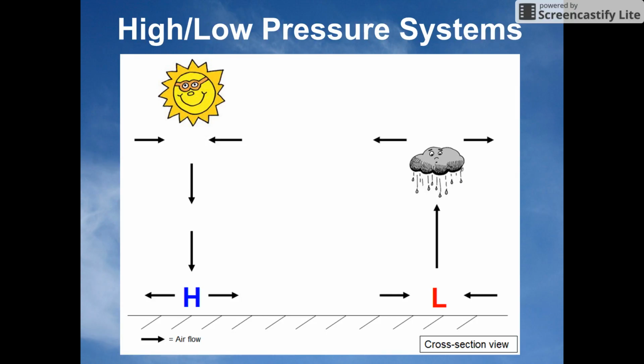Now there is much more to it than just high pressure equals nice weather and low pressure equals bad weather. Otherwise, I'd be out of a job. But hopefully after watching this, you will have a better understanding of why meteorologists talk about pressure systems. We will get more detail in Learning Targets 5 and 6.